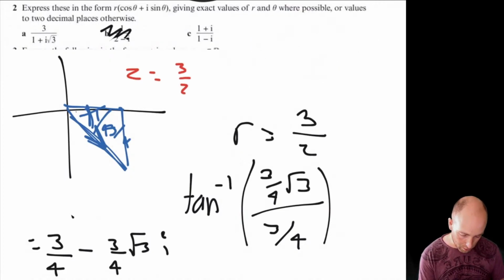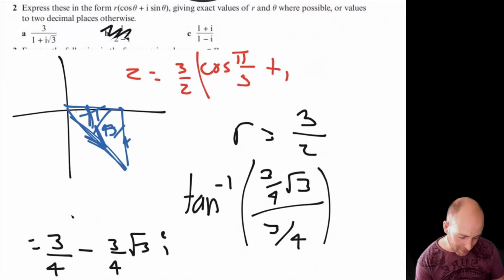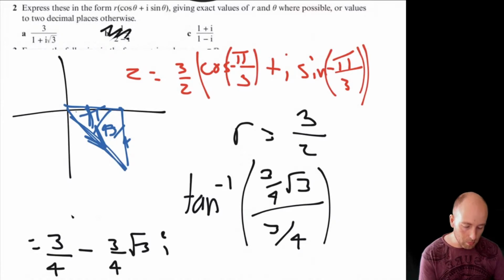z equals 3 over 2 cos pi by 3 — wasn't it? Yeah, pi by 3 — plus i sine pi by 3. So that's the first one done. Oh, minus. Yeah, I need a minus in there as well. Cool.